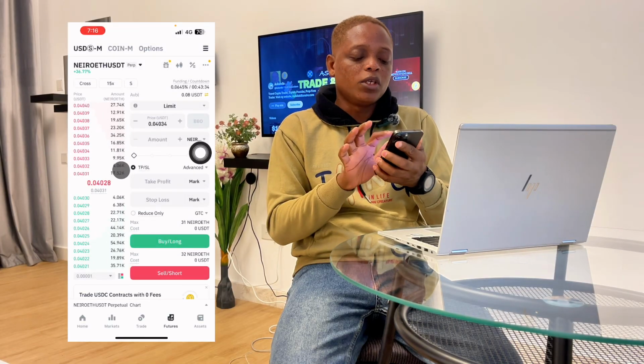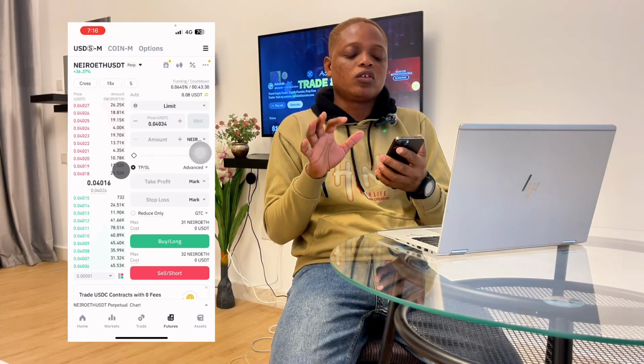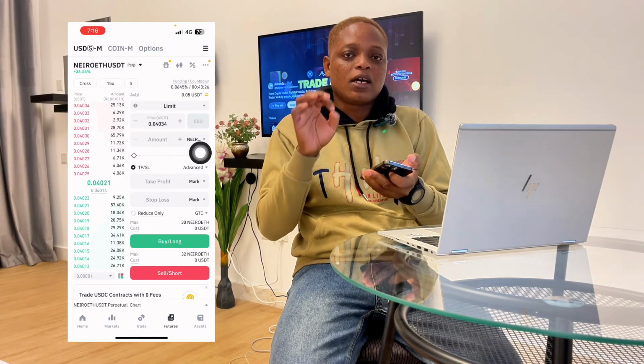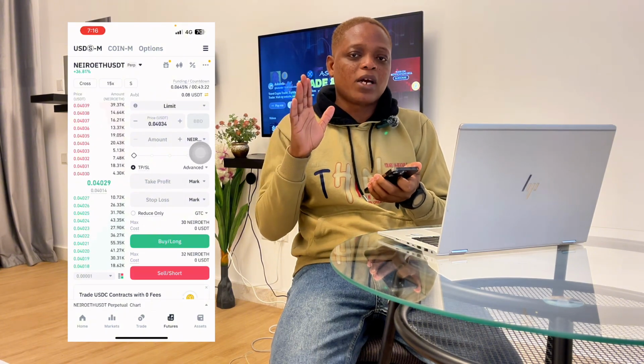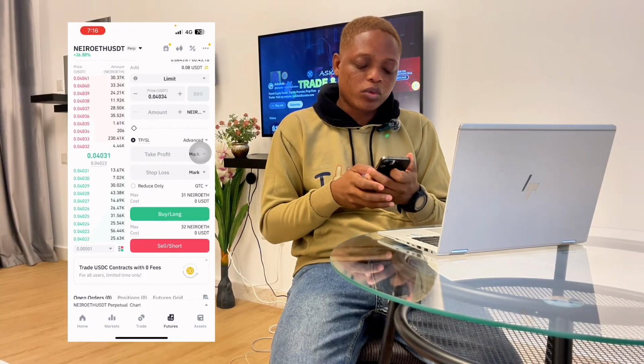For me to set a limit order, I'll just click here on the market order, then I'll change it to limit. So just click on limit. Once I change it to limit, now ask yourself, what price do you want to take the trade at? That becomes the entry price. With market orders, the entry price is not that important, but with limit orders, the entry price is very important.